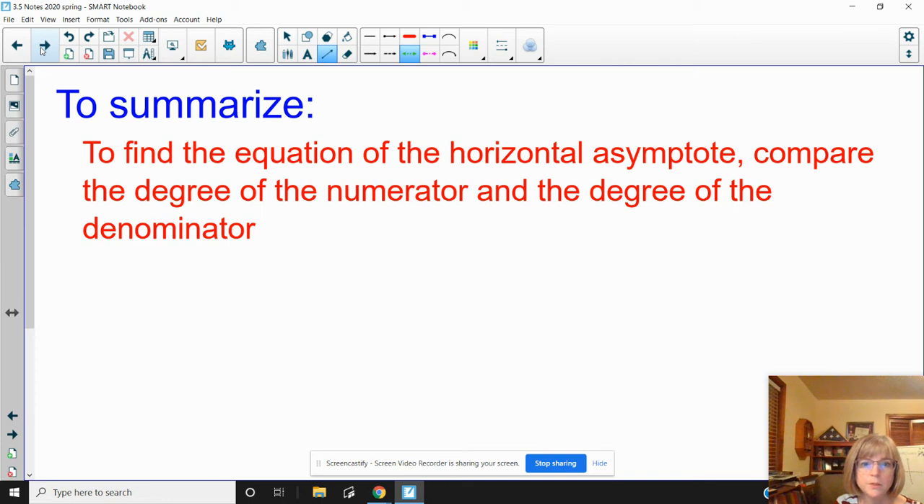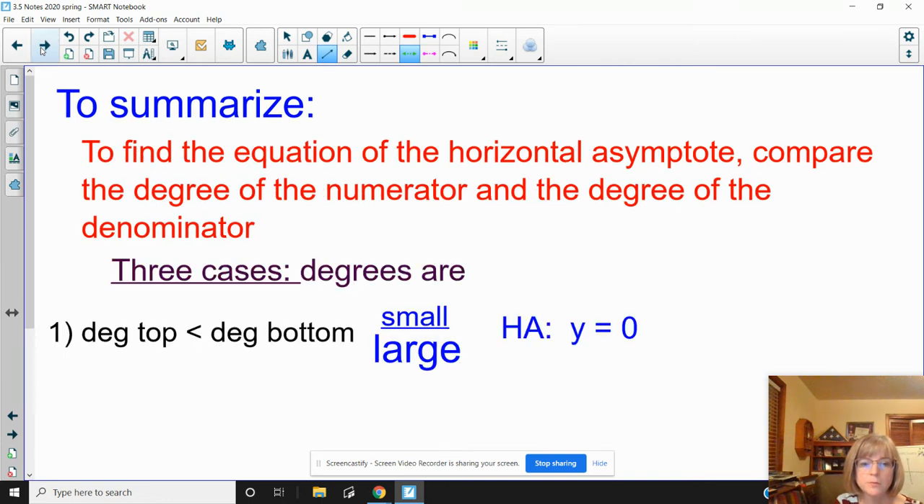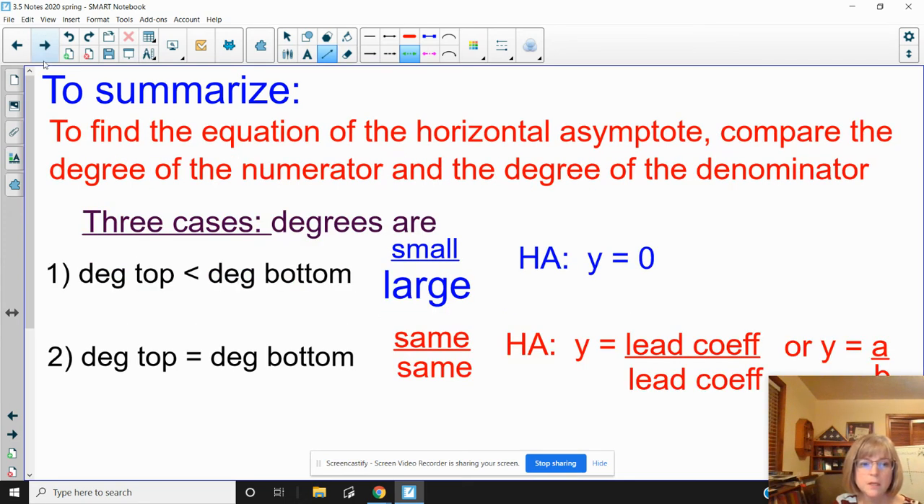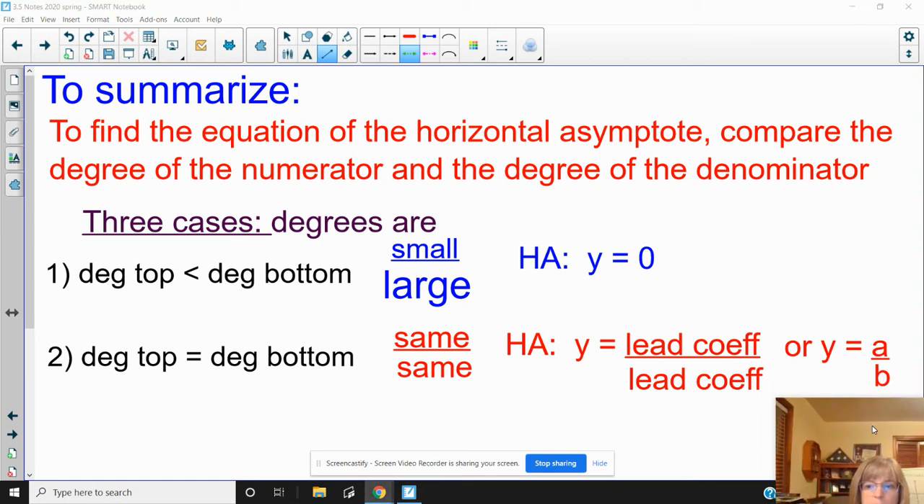So just to summarize, to find the horizontal asymptote, we need to compare the degree of the numerator to the degree of the denominator. The three cases are: the degree of the top is less than the degree of the bottom, so we have a small over a large. In that case, our horizontal asymptote is y equals 0. A second case is that the degree of the top is equal to the degree of the bottom. In this case, we have the same degree over the same degree.